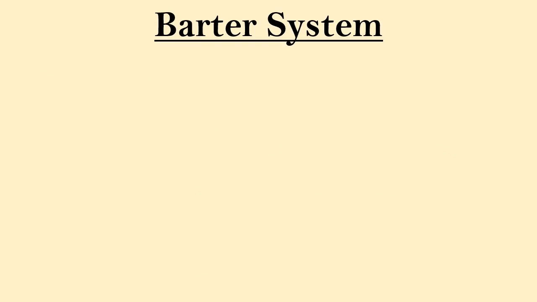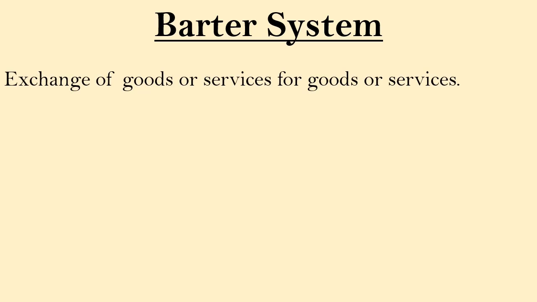So let's talk about what we used to do before coins and currencies came into the picture. There was something called the barter system. Barter is the exchange of goods and services for goods or services. So let's say you are a farmer and you have rice as your produce, and you want cotton in exchange. You could not go and buy cotton. You had to exchange the rice that you have for the cotton that someone else was willing to sell.